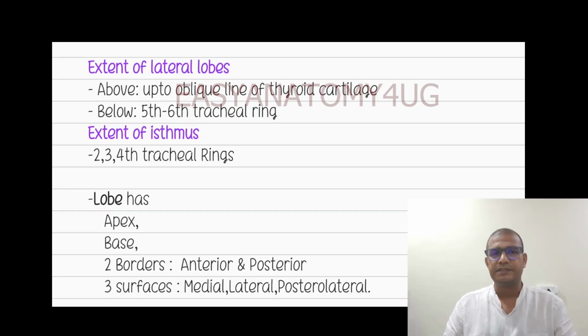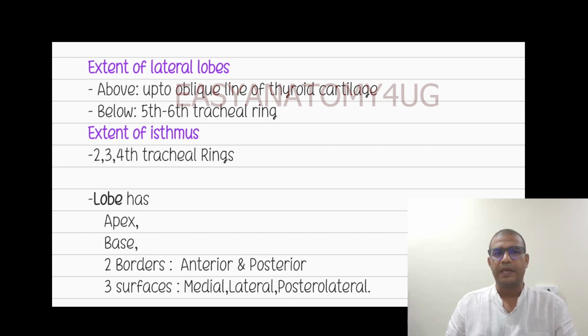Now let us discuss the extent of the lateral lobes. Each lateral lobe superiorly extends up to the oblique line on the thyroid cartilage, and below it extends up to the fifth or sixth tracheal ring. Extent of the isthmus: the isthmus lies around the second, third and fourth tracheal rings.